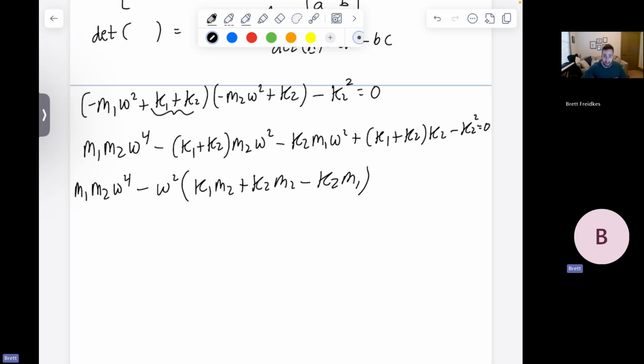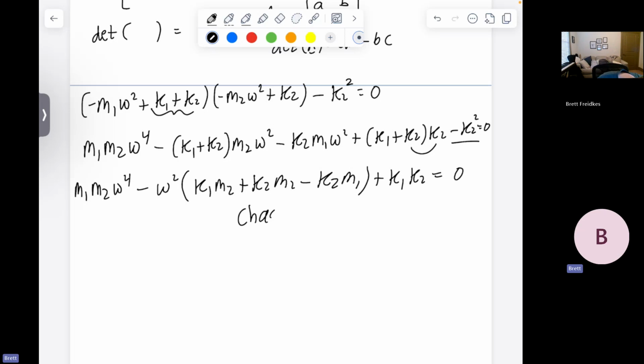The way that I did that was, again, just distributing this M1, or sorry, this M2 to both these terms. That gives me that. Minus K2, M1 is from here, and I factored out the omega squared. Plus K1, K2, plus K2 squared minus K2 squared. Those go away. And I end up with the situation here.